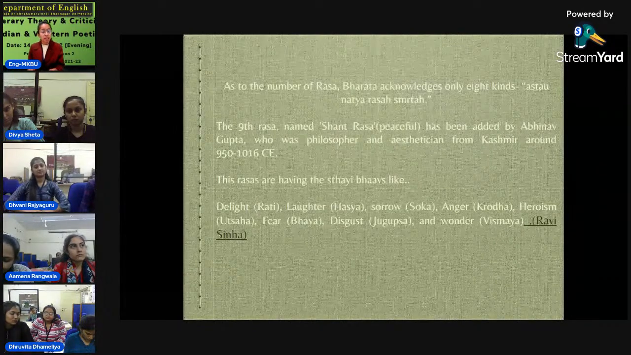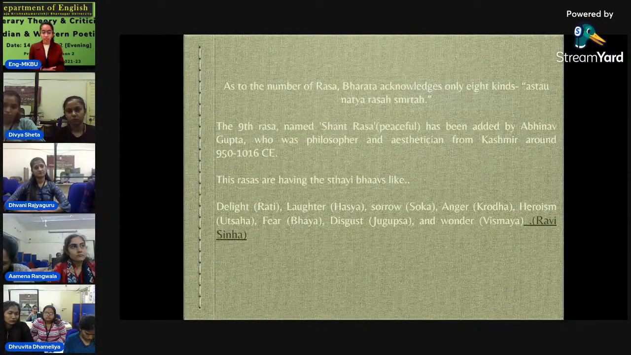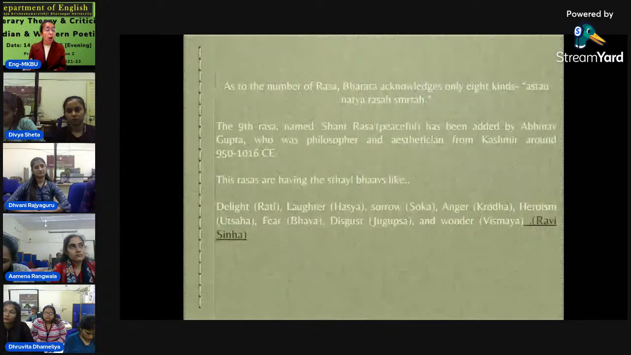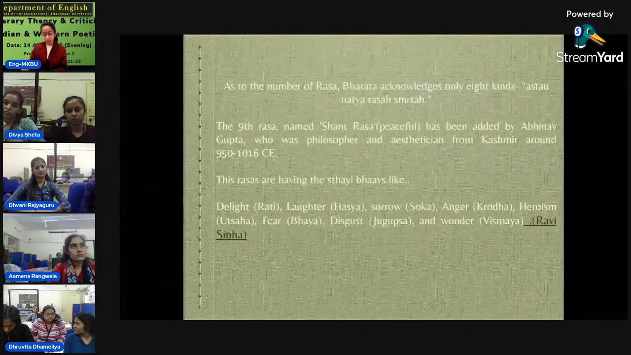And then the ninth rasa is shant rasa, whose bhav is peace, and it was added by Abhinav Gupta, a philosopher and aesthetician from Kashmir. He lived around 950 to 1016 CE. So the ninth rasa was added by Abhinav Gupta.